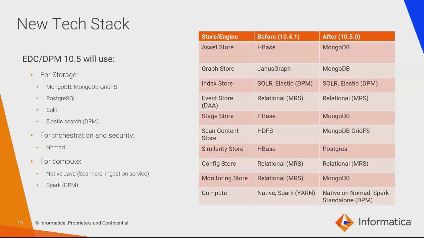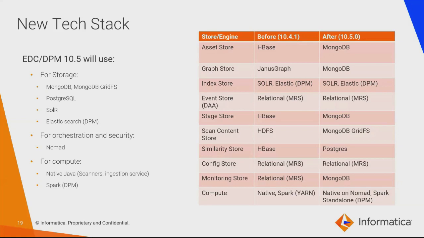So we have an equivalent for each one of those stores. The asset store that was based on HBase will now be replaced by MongoDB. The graph technology that we were using is now replaced by MongoDB as well, and MongoDB will provide those capabilities too. For all the search-related capabilities, there's no change. We'll continue to rely on Solr for the Enterprise Data Catalog, and Data Privacy Management will continue to rely on Elasticsearch for its internal search.